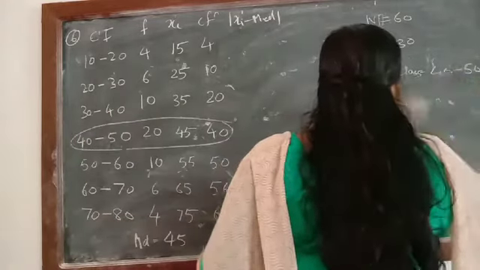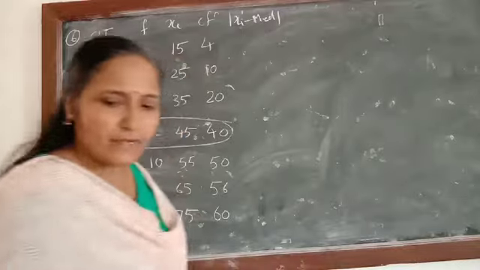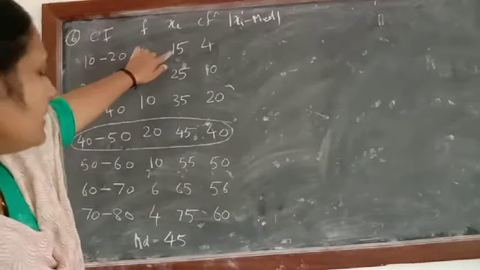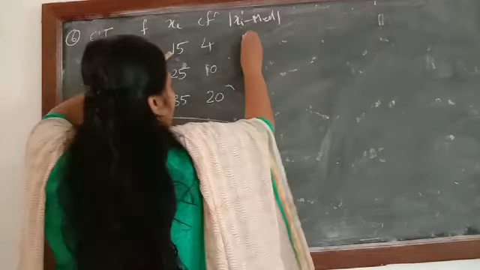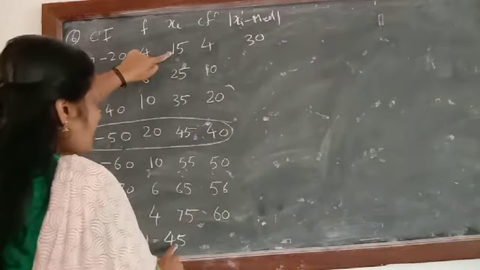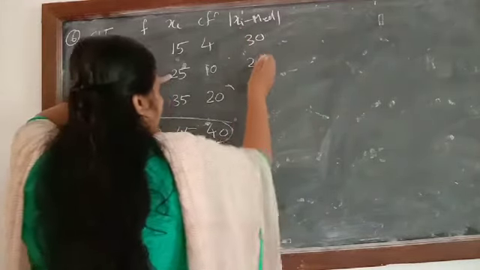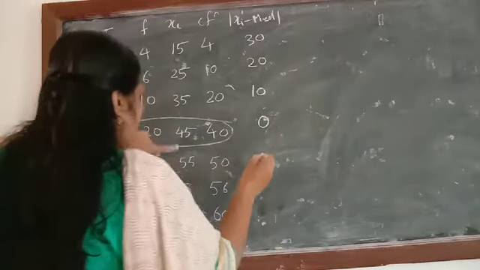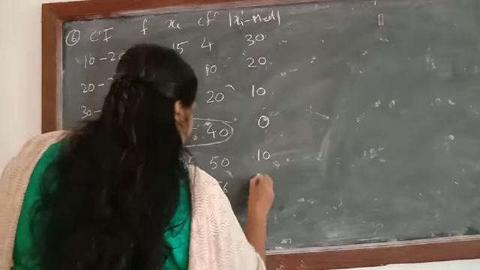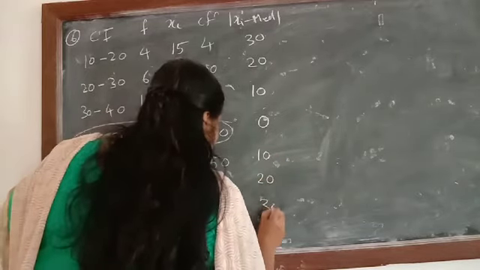Now we have to do the subtraction. Check the values of xi. Median is 45. So 45 minus 15 will be equal to 30. 45 minus 25, 20, 10. Then it will be equal to 0, 10, 20, 30.